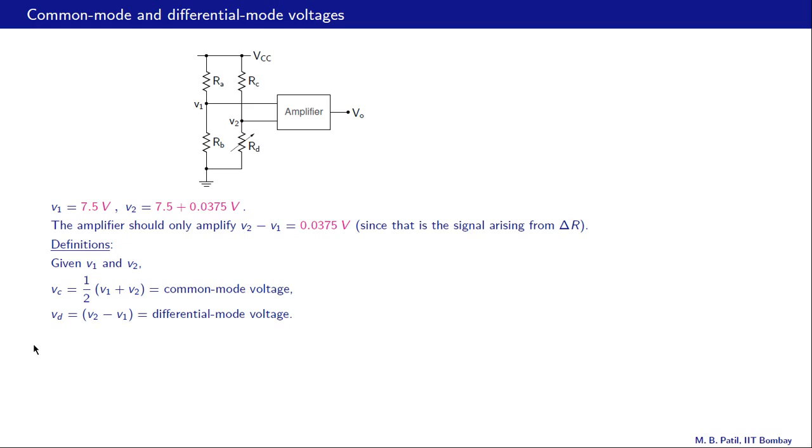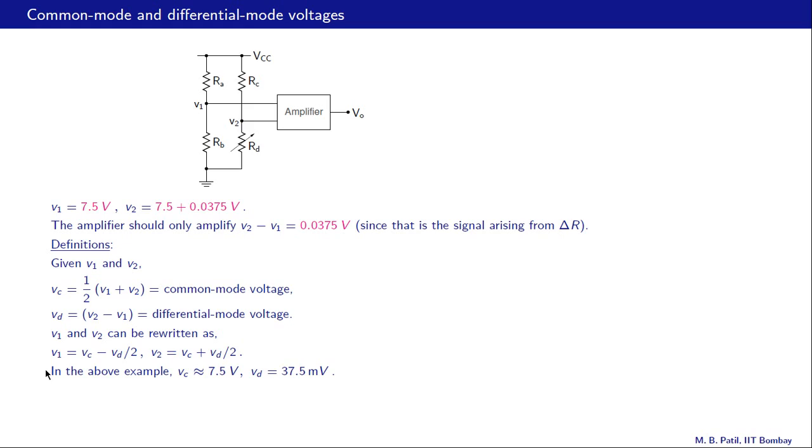We can also do the reverse transformation, that is, given VC and VD, we can obtain V1 and V2. V1 is VC minus VD by 2, V2 is VC plus VD by 2, and you should verify that these equations are identical to these equations here, the definitions that we considered.